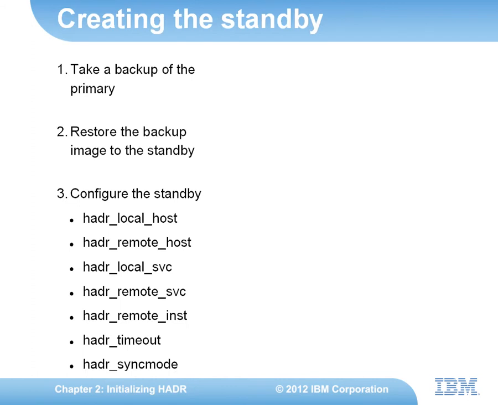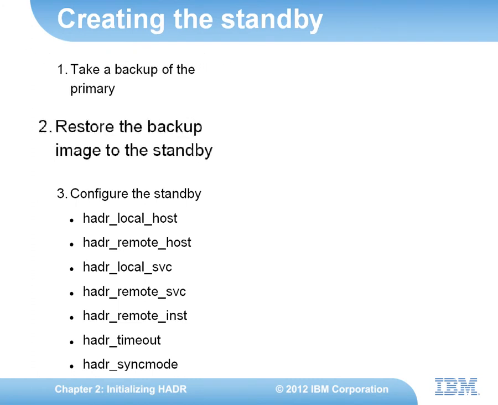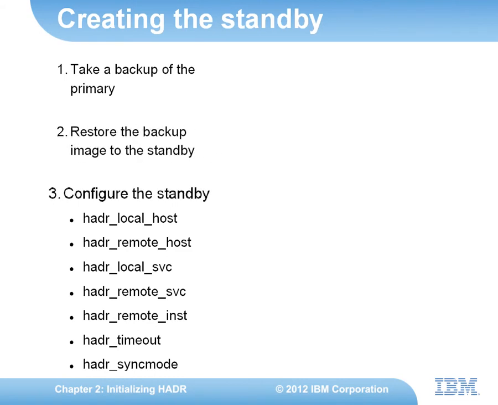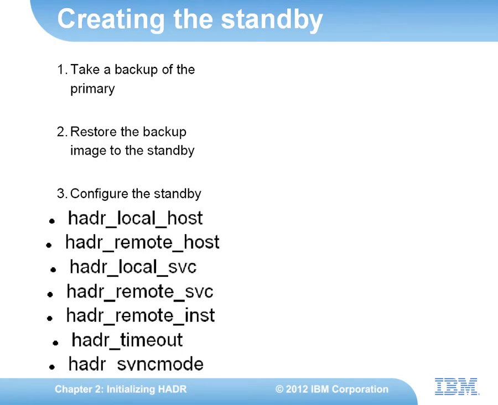Now that we have our intended primary configured the way that we want, we'll take a backup of it. Then, on the server that will host the standby, we'll restore the backup image. As I mentioned earlier, we'll need to set a few HADR configuration parameters on the standby. These settings are sort of a mirror image of what we set on the primary.